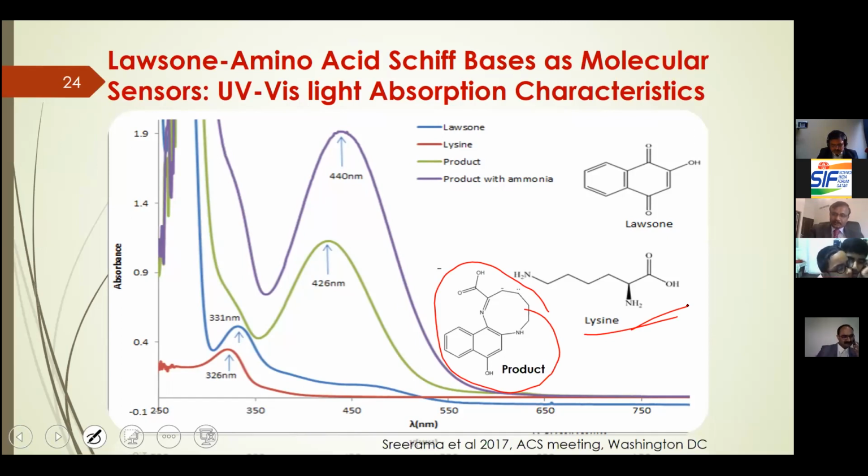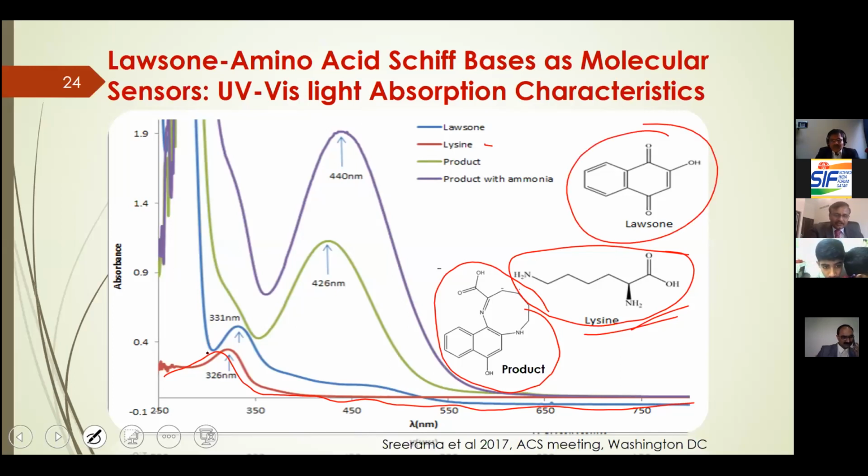Now, we took the lysine amino acid and recorded its spectra. See the red line here in the visible region, in the light that we can see, almost no absorption. We took lawsone and recorded its spectra. It has a nice peak in the area below 350 nanometers, with little or no absorption in the visible region.